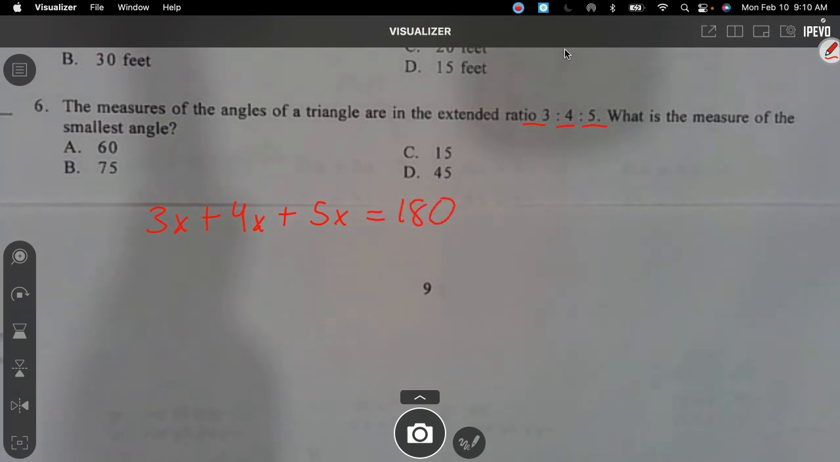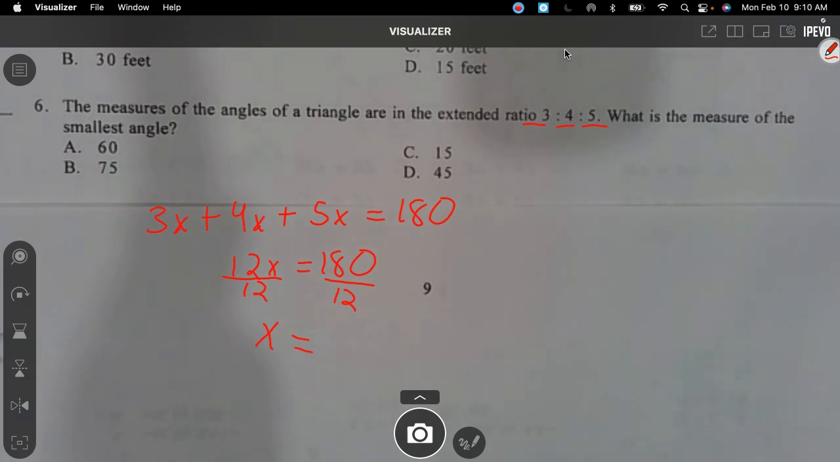What is 3 plus 4 plus 5? 12x equals 180. Then what do I do? Are you just going over the ones on our quiz? I'm just going over all of them. What do you do on this one? Divide by 12. Divide by 12, because I think we just need to practice. Yes. Because especially for those that haven't been here.